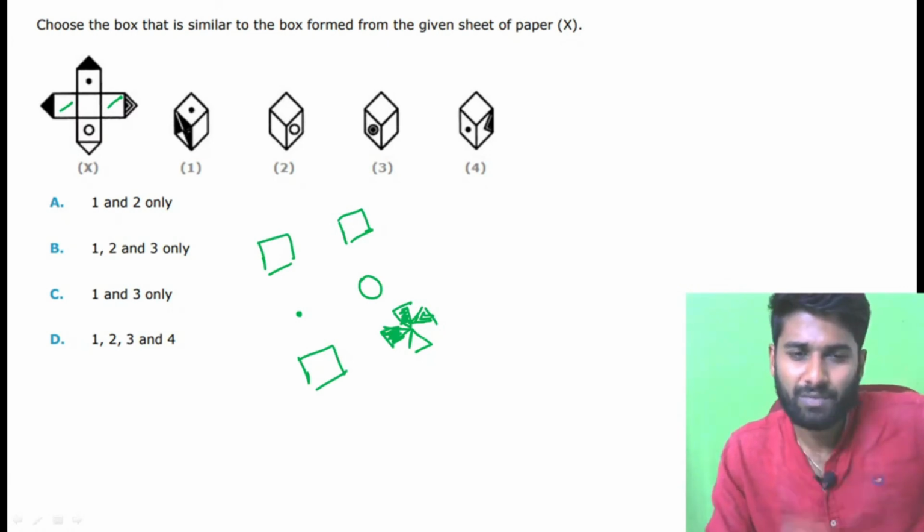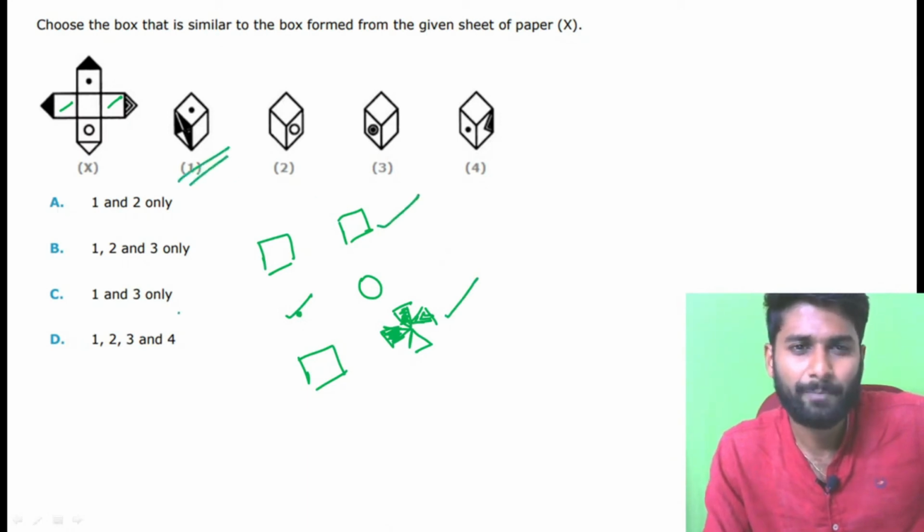Now go through option number 1. They have given us this point, this box and this empty. Yes, one is possible. Go through the second one. The second one is also possible. They have given us this empty box, this empty box, and this circle. 2 is also possible. Third one.